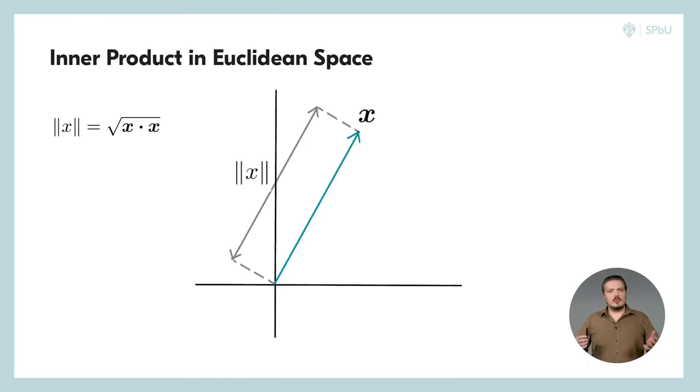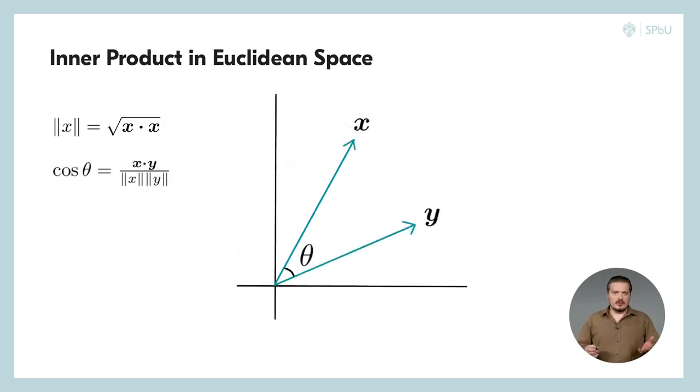This operation of components multiplication and then addition really defines an inner product. And for Euclidean spaces, it also has a geometrical interpretation. First, the inner product of a vector by itself equals the squared length of this vector. So we can normalize any vector just by dividing it by the root of its inner square.